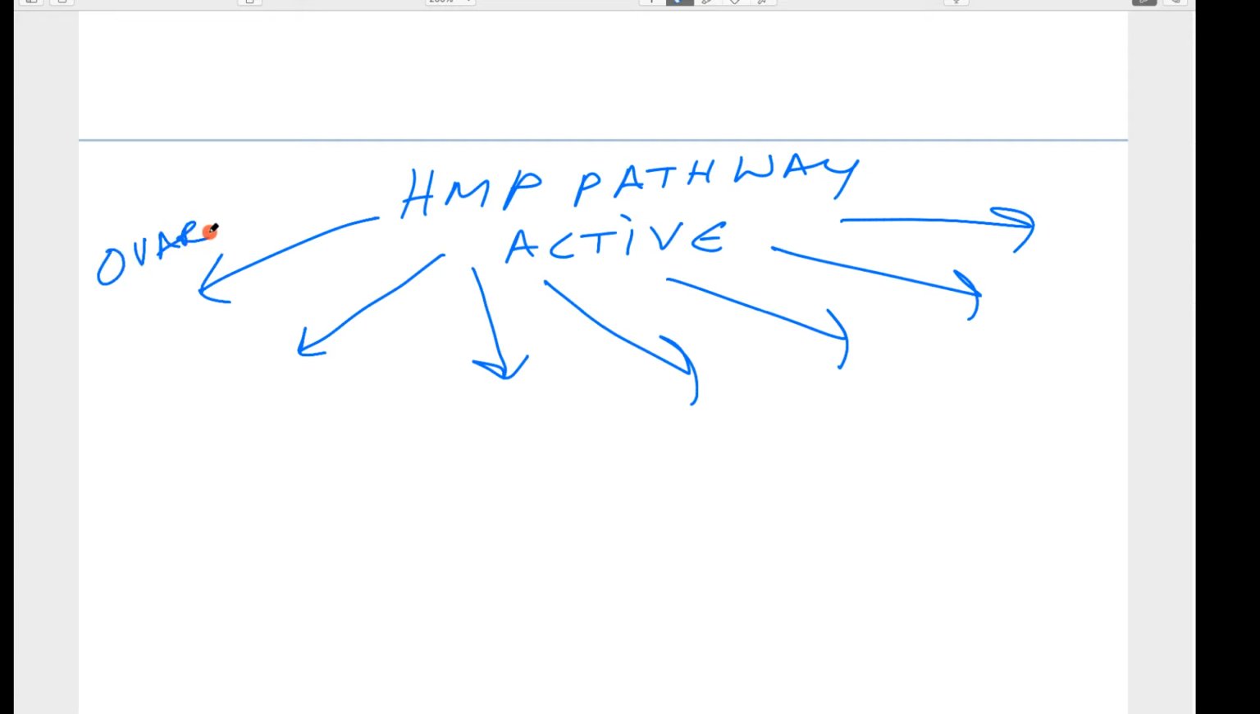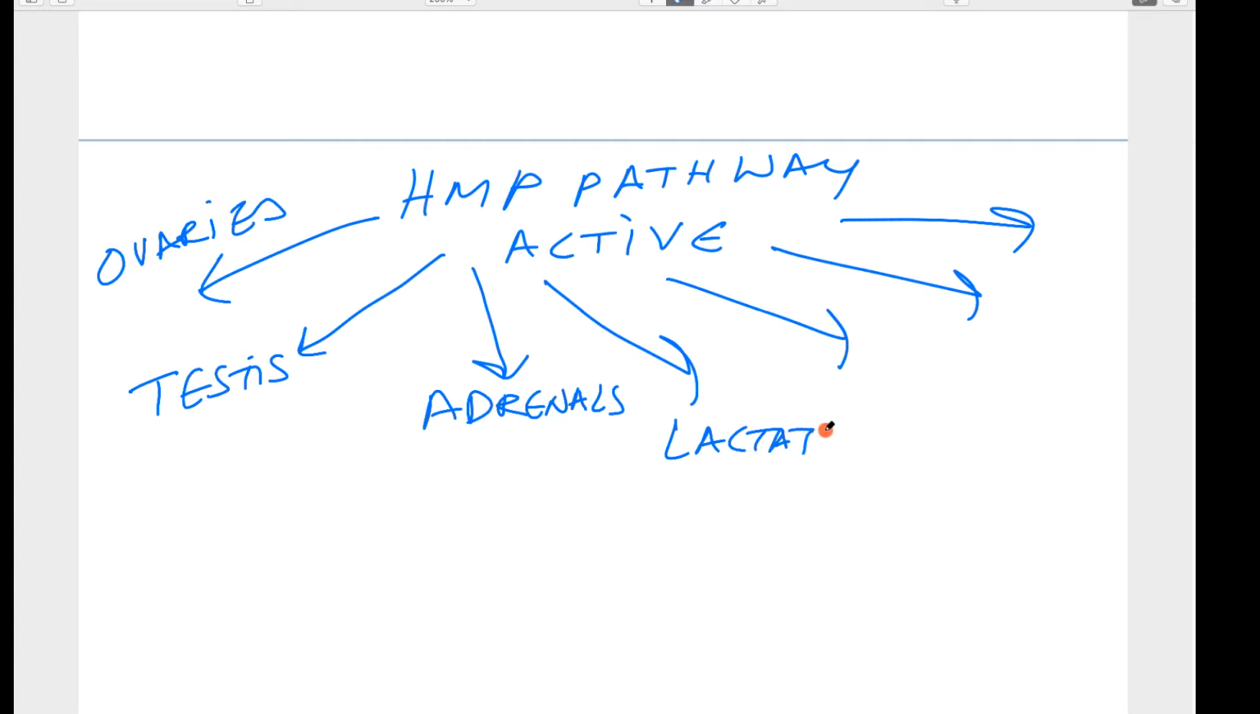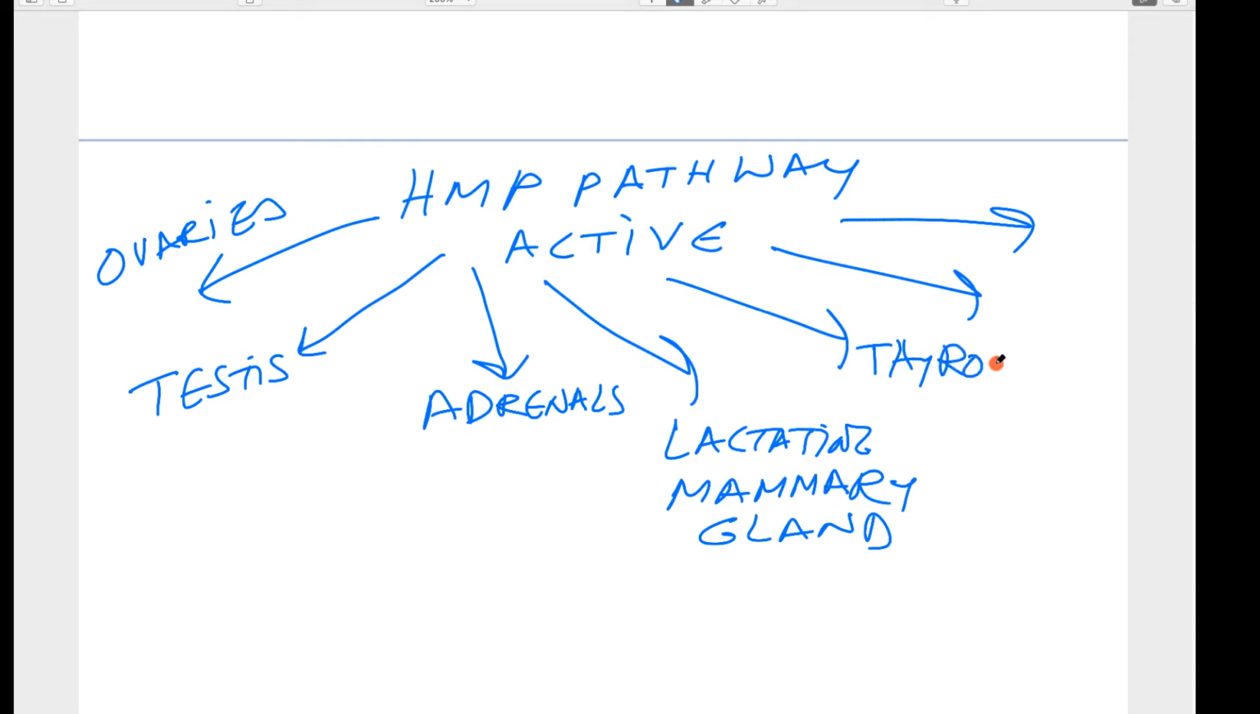The ovaries, of course, as there is steroid synthesis. Then the testes, the same thing. Then the adrenals, the same aspect. And the lactating mammary gland, then the thyroid, then the liver, and not the least, the RBC. So in various tissues this pathway is highly active. That is about reductive synthesis.